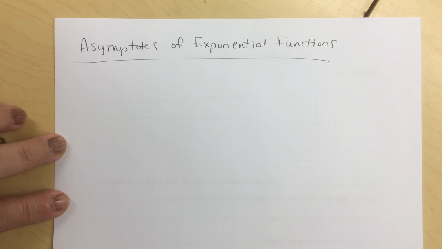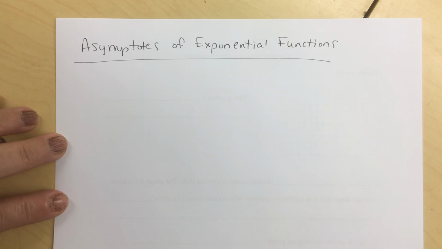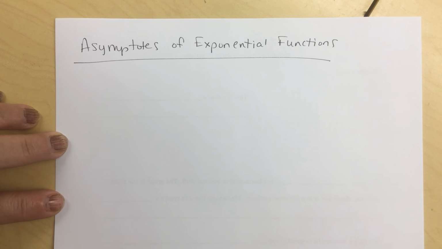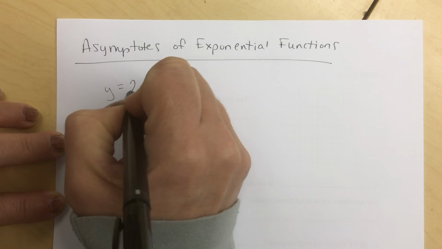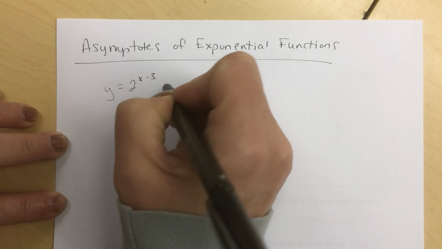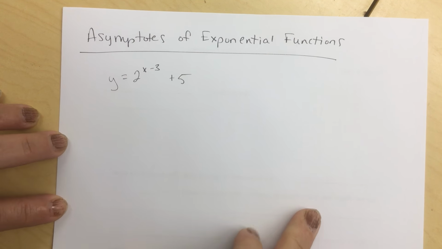Okay, so you asked about asymptotes of exponential functions. Once you see this, I think you'll see it's not too hard. So let's say you have 2 to the x minus 3, plus 5, okay?